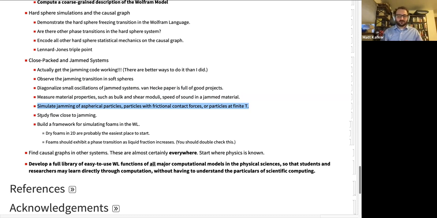If that's something that you're interested in, I think there's a lot of work to be done there. Flow close to jamming sounds cool. Simulating foams. This is another thing where it seems like we should just do this in the Wolfram language, because I know that there's one research group that does the foam simulations for planet Earth.